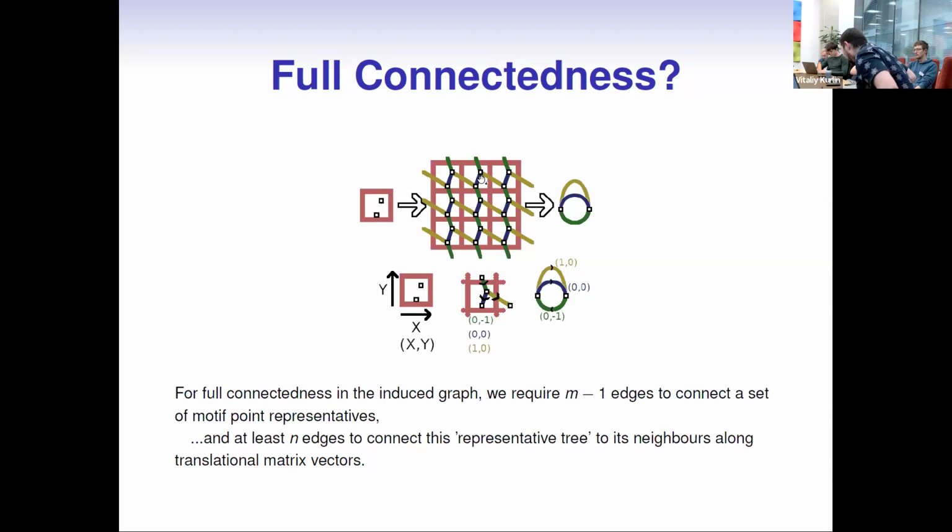Now, n number of vectors isn't necessarily enough, and I have this as at least n edges here, because it turns out that you can construct point sets or graphs that require more than n edges to be connected. You end up with a finite number of disjoint graphs in the infinite space, and you require at least one more edge to connect those.